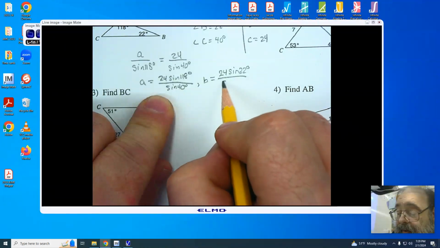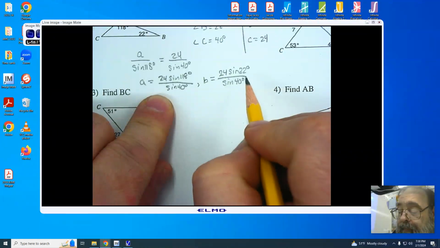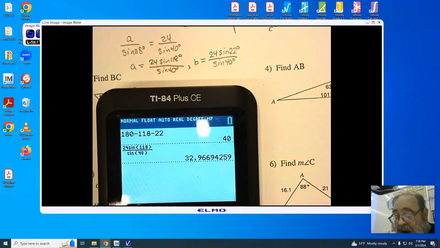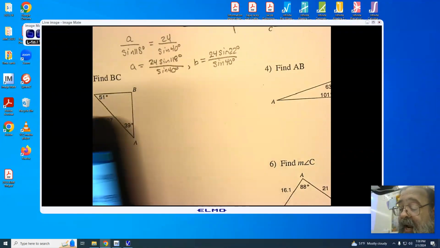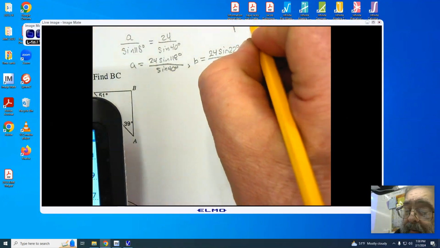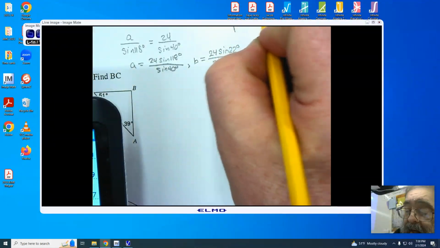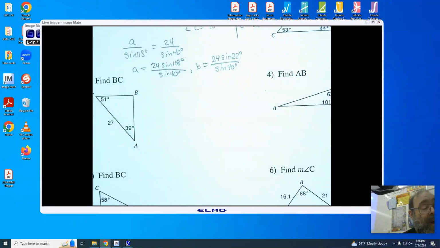Then we're going to divide by the sine of 40 degrees. Putting this into my calculator exactly as I see it. There we go. Alpha y equals, giving me the fraction of 24 times the sine of 22 degrees, and then in the bottom, the sine of 40 degrees. Then click enter. I get 13.9868. Once again, it is an approximate amount. And this is the answer to my first problem.